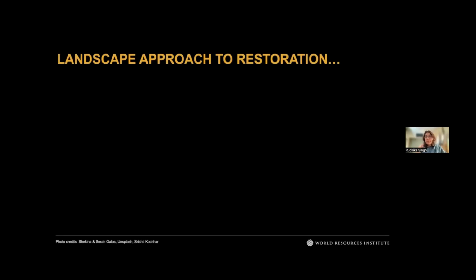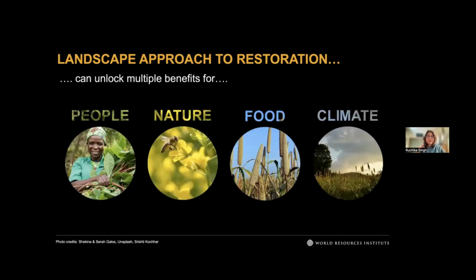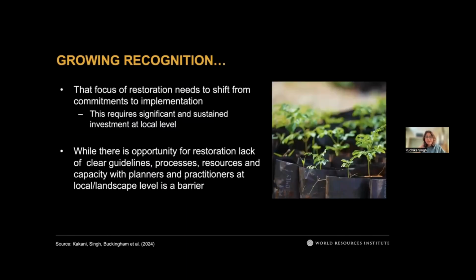We know that following a landscape approach to restoration, where conservation and development priorities are considered together, can lead to multiple benefits for people, nature, and climate. And we also know, as Ani mentioned, that there is a growing recognition. There are several commitments that are already in place when it comes to the Bonn Challenge. Several of the countries have NDC targets around that. But there's more recognition now that we need to shift the focus of restoration from commitments to implementation. This really requires significant and sustained investments at the local level.